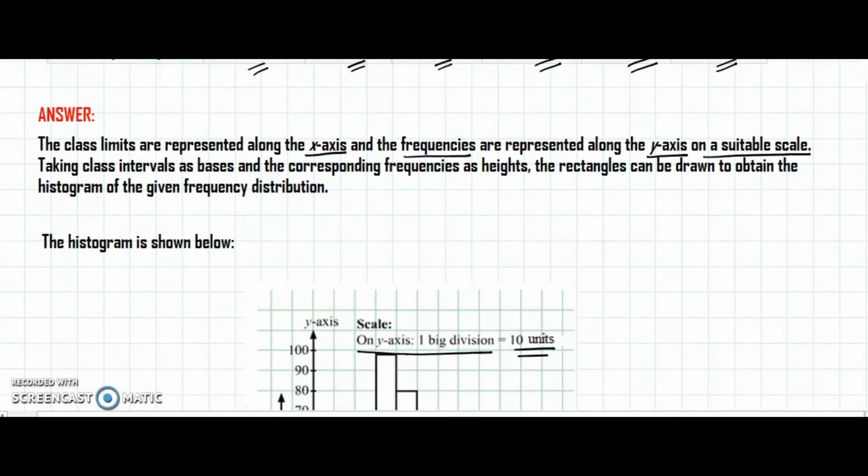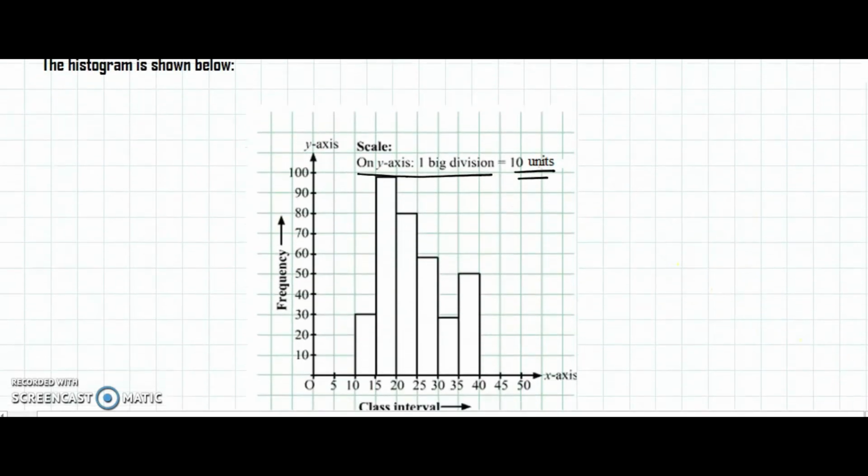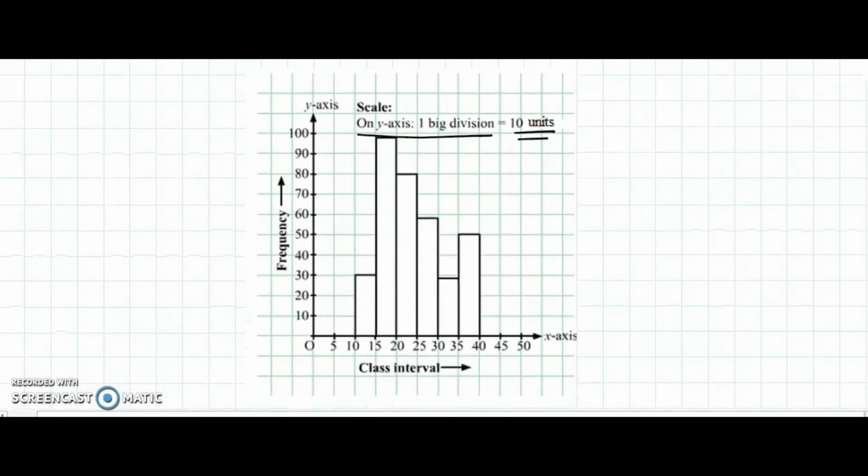You can say it's a continuous table, hence you can see there is no gap between the two rectangular bars, and the frequency is taken on the y-axis. The measurements you can see: between 10 to 15 it was 30, between 15 to 20 it goes to 100, and in this way 100 or 99. In this way we have constructed a histogram.